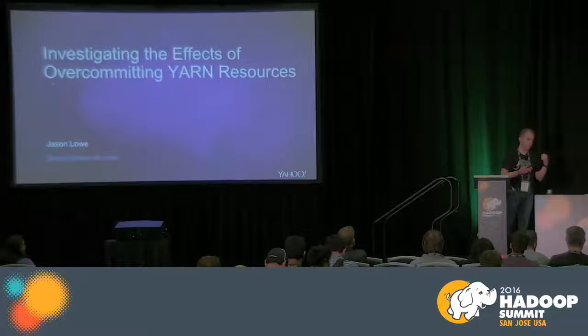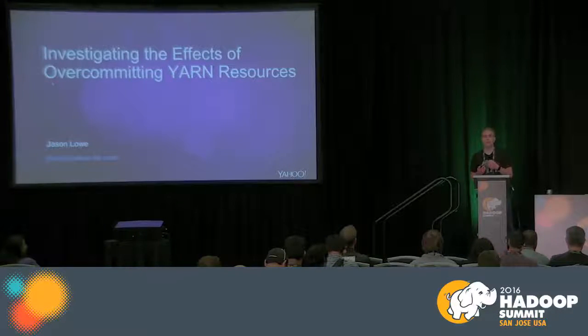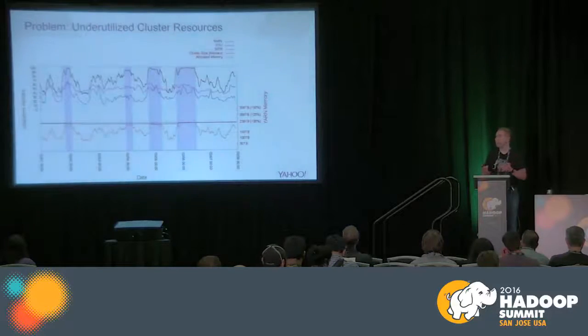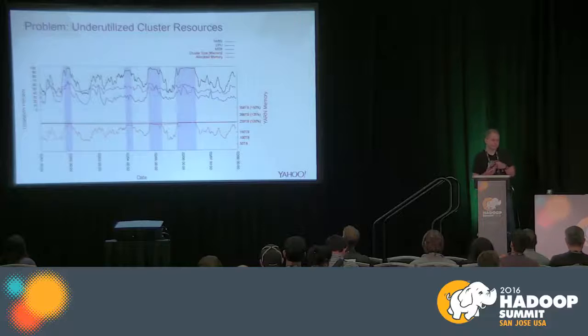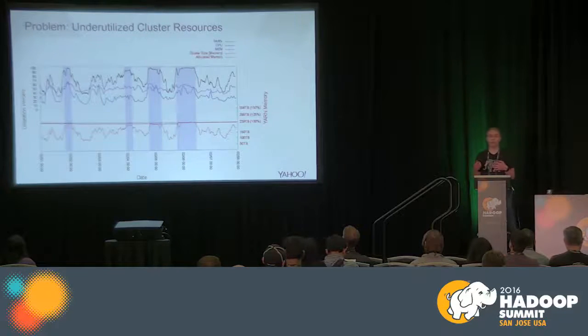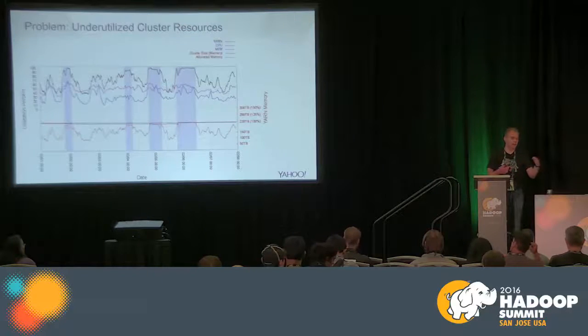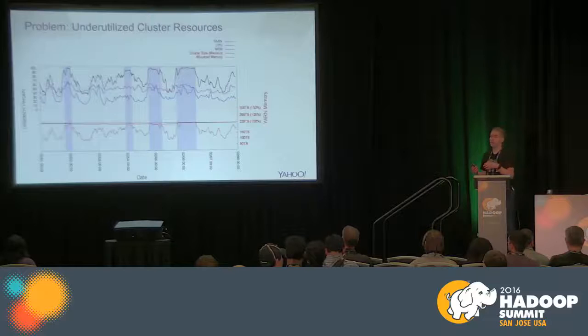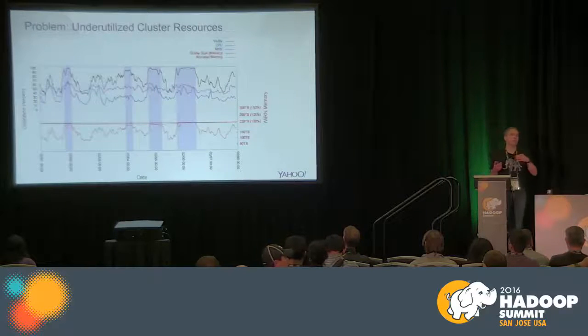about over-committing Yarn resources. And so why would we decide to overcommit Yarn resources? Well, we had a problem. And that problem was underutilized cluster resources when our cluster was maxed out. So this graph here, up at the top, you can see that there's this black line, and that represents the utilization being reported by Yarn.